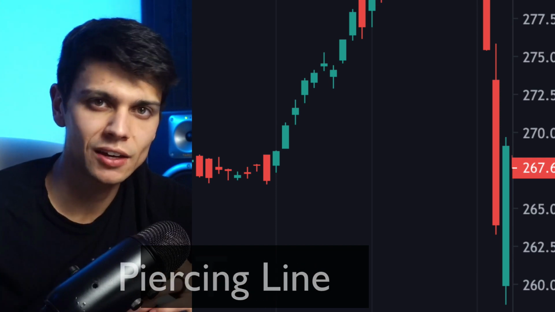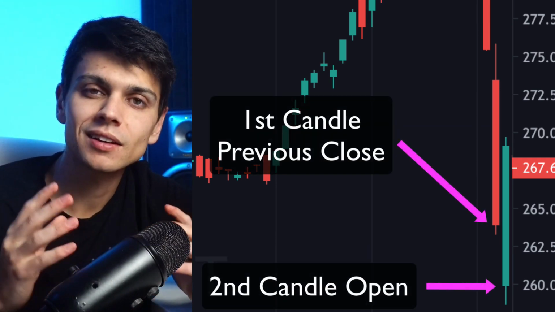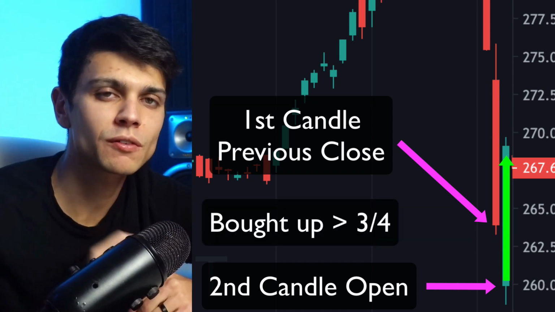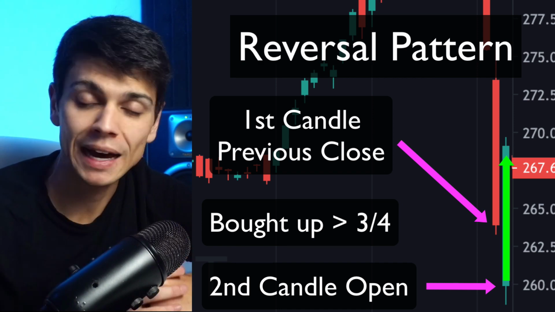Then there is a very similar pattern called the piercing line. This is when the second candle opens lower than the previous close, then gets bought up at least 3/4 the way back up. This is also a reversal type of pattern.